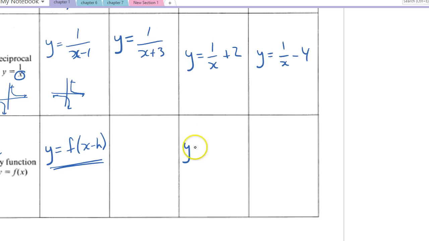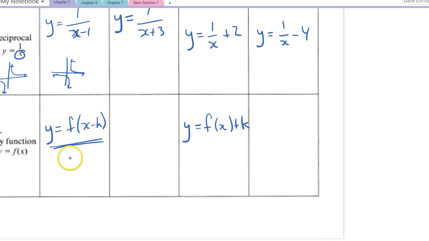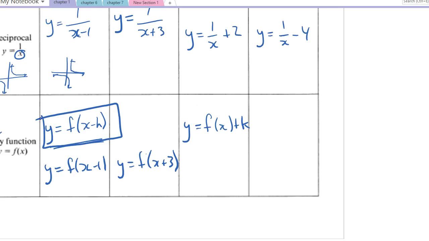we'd say y is equal to f of x plus k. In fact, I did this even more generic. If I wanted to move any function, just for our two examples, we could say y is equal to f of x minus 1 to move it 1 to the right, and if I wanted to move it 3 to the left, I would say y is equal to f of x plus 3, and so on. So this is the generic one if you have an h value, and here's if you have a k value.